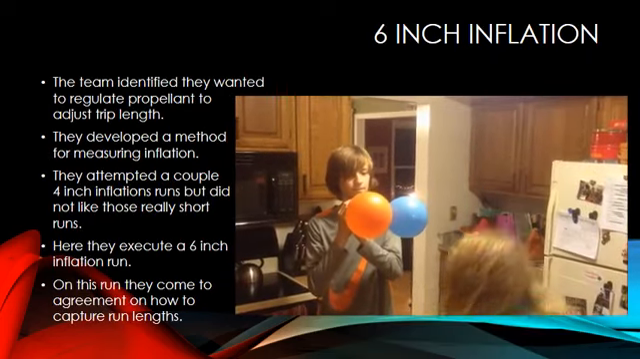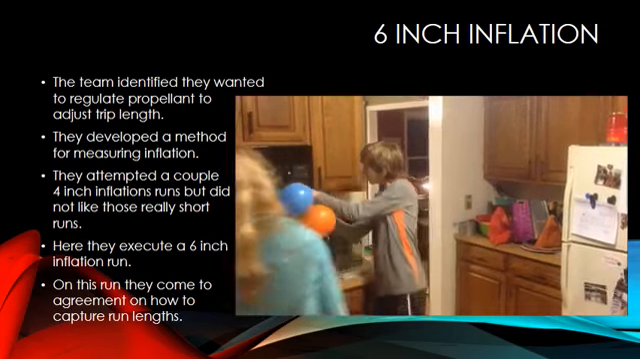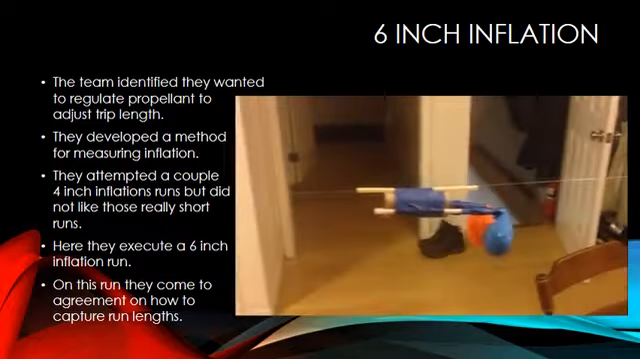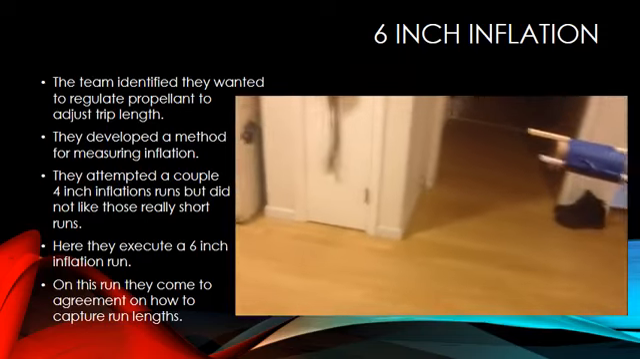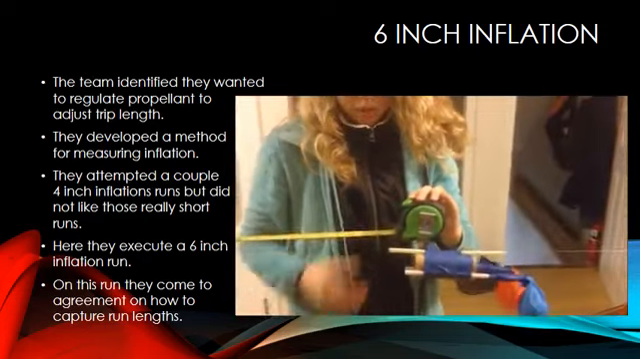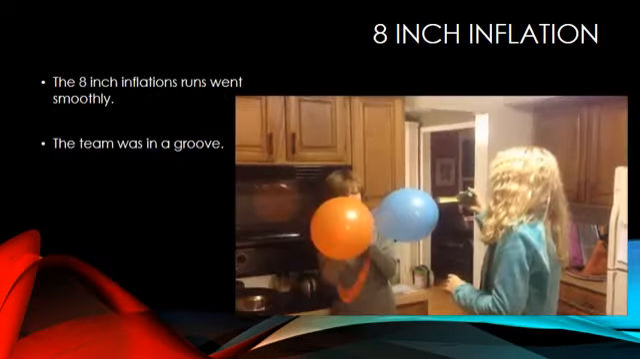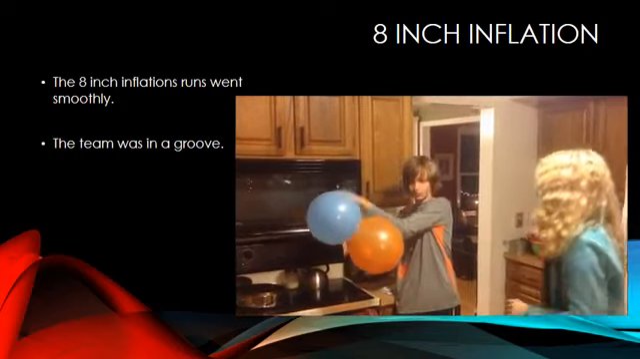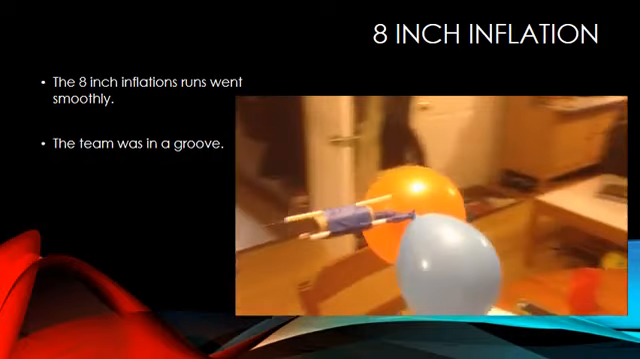This team identified they wanted to regulate the propellant to adjust the trip length. They developed a method for measuring how inflated the balloons were. Then they tried some 4-inch inflation runs, but did not like the really short runs they got. Here they execute a 6-inch inflation run and come to agreement on how to capture each trip length. The team got into a good groove, executing run after run. Here you see them executing an 8-inch inflation run, and it went smoothly.